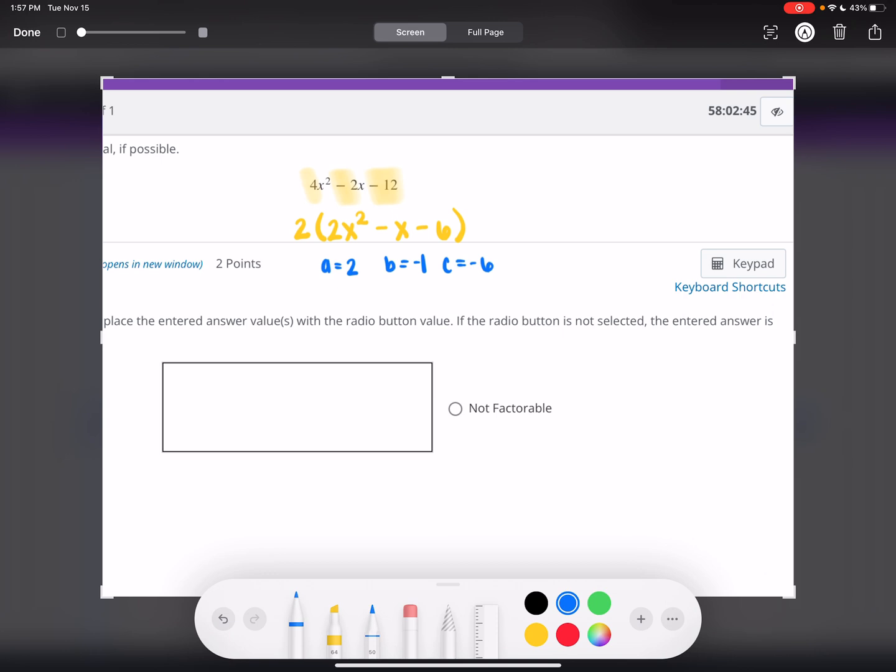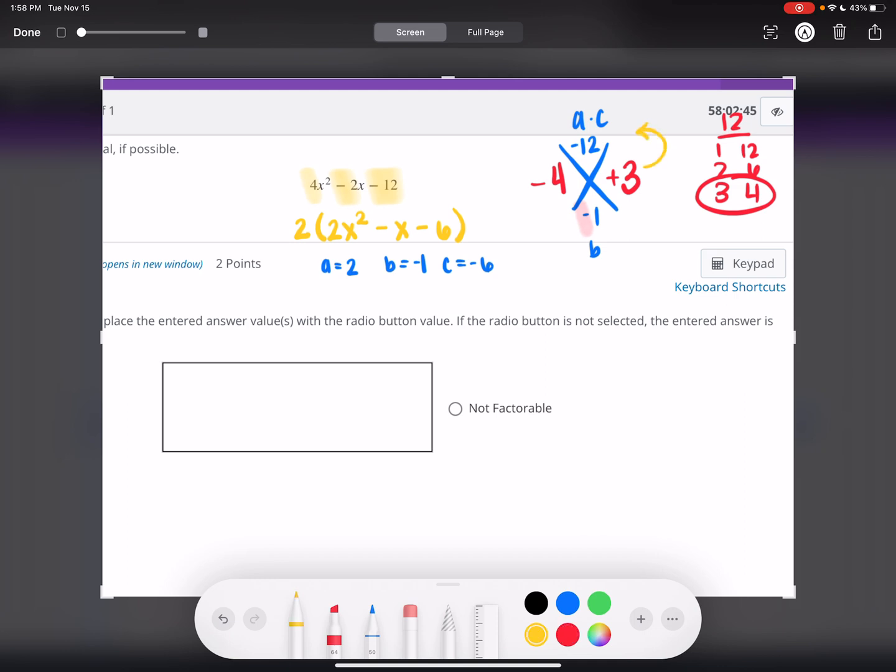So I'm going to set up my x. A times c, 2 times negative 6, is going to give me negative 12, and then b of negative 1. Okay, because the top is negative, I'm going to have 1 positive and 1 negative number. So list off your factors of 12: 1 and 12, 2 and 6, 3 and 4. The larger factor is going to match the sign of b, and so I'm going to have negative 4, positive 3. Before you move on, check that.